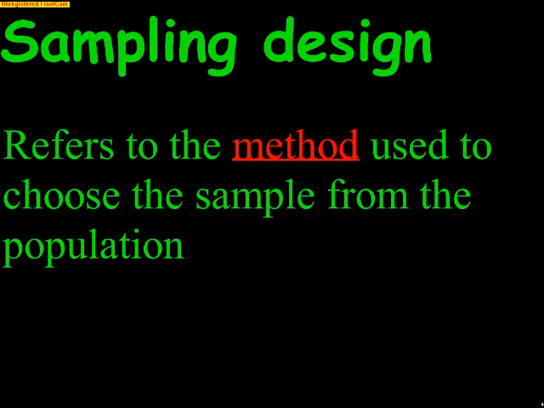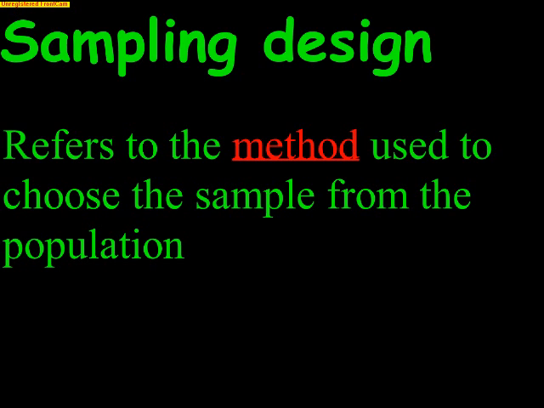Now that we have a basic understanding of some of the definitions for survey design, let's talk about sampling design. Sampling design refers to the method used to choose a sample from the population. And as we mentioned before, we want to choose a good sample that represents the entire population accurately.